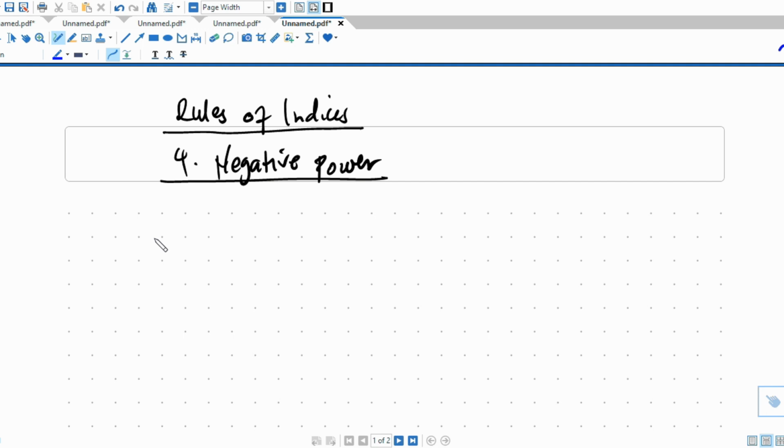The negative power. The negative power is also another interesting rule of indices, and in some books you might find it called the negative exponent. Now, what does it entail? If you have an expression a to the negative n, you take the reciprocal of a to the n, and that becomes 1 over a raised to n, and that is simply about the negative power.